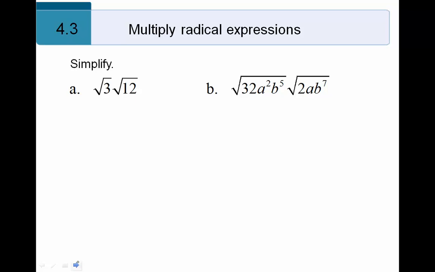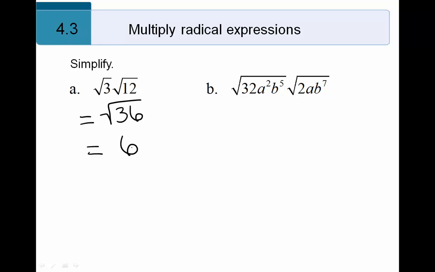So the first part of this section is multiplying radical expressions. So let's look at example A. The square root of 3 multiplied by the square root of 12 is equal to the square root of 36. And the square root of 36 is equal to 6. That one was fairly straightforward.